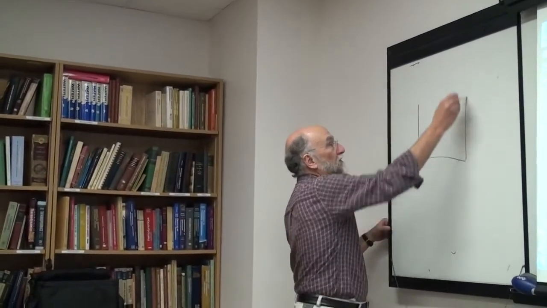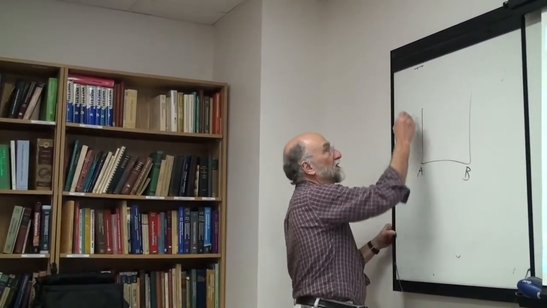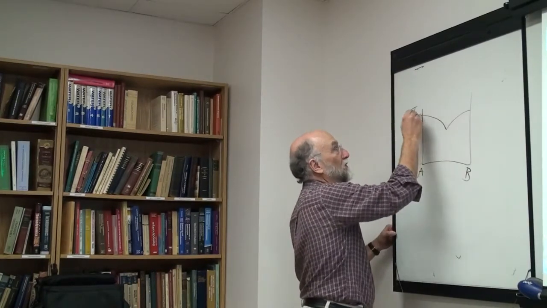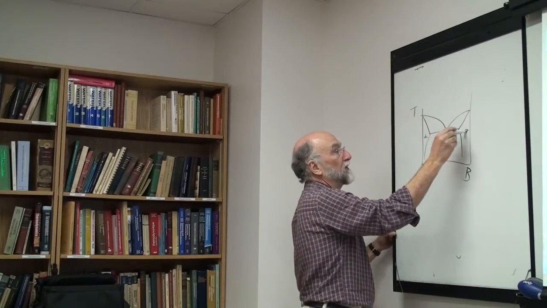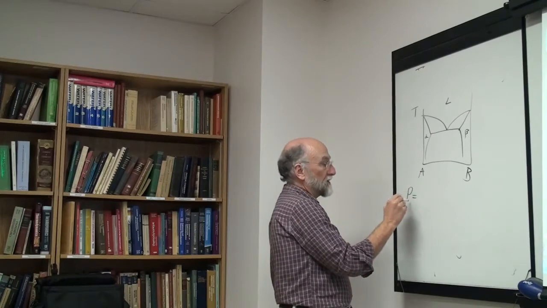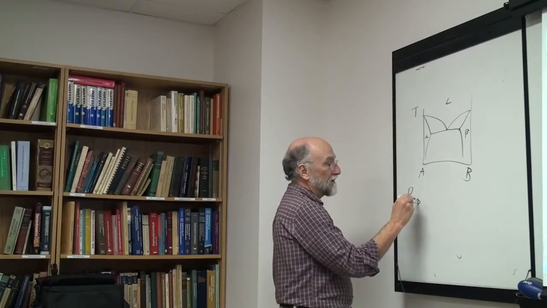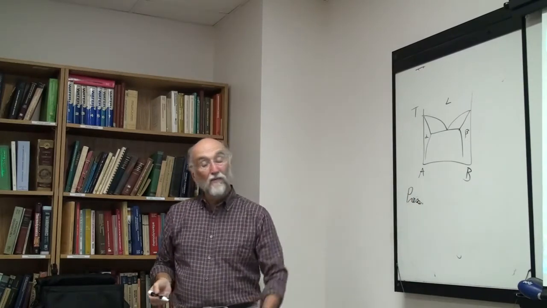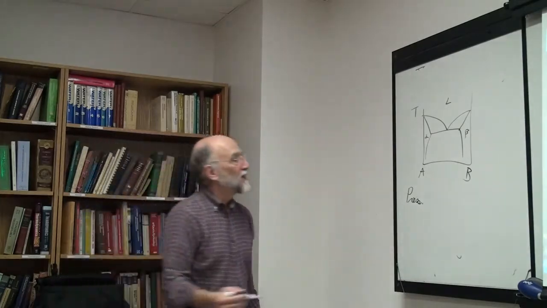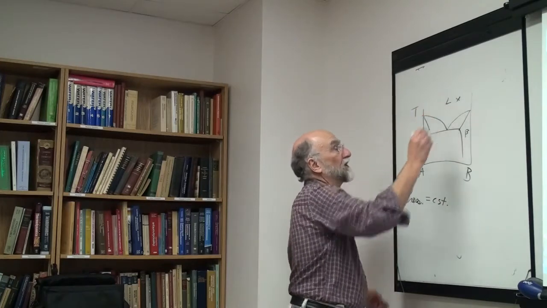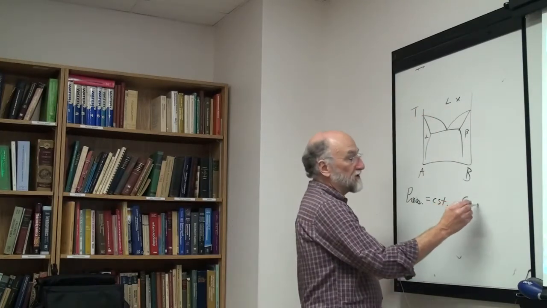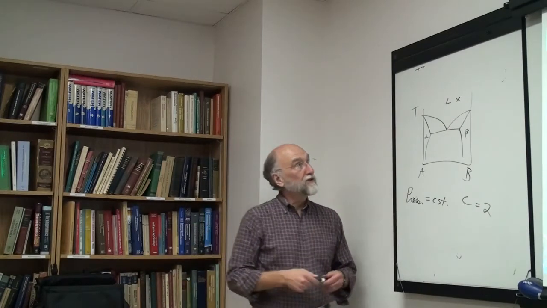Let's say we have a binary phase diagram between A and B versus temperature. We'll do a very simple one like this, and here you have the eutectic. So here you have alpha, beta, and liquid. And we'll suppose that pressure is constant. The problem here is that P can be the number of phases, but it's also the pressure. Pressure equals constant. Okay, so say we're up here. The number of components in this system is 2, the components are A and B.